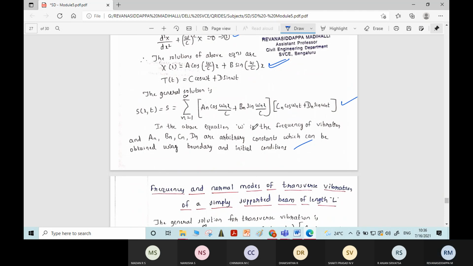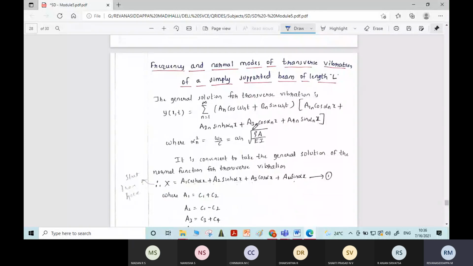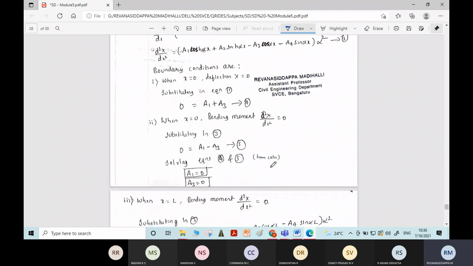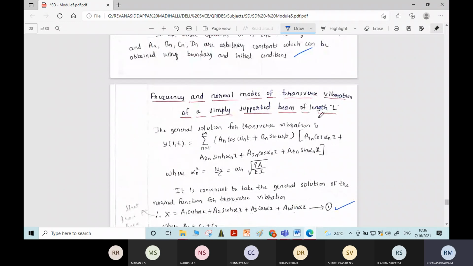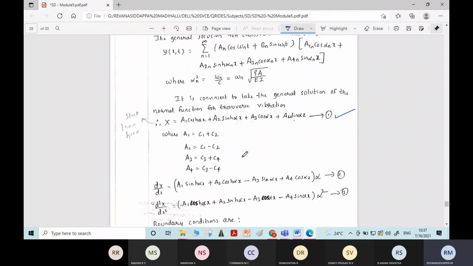Okay. And coming to the second derivation, frequency and normal modes of transverse vibration of a simply supported beam of length L. It is a very simple derivation. The thing is, you need to remember this formula. If you are able to remember this formula, the rest of the thing is mathematics, full mathematics, of integration and differentiation. That's it. Okay, frequency and normal modes of transverse vibration of a simply supported beam of length L.